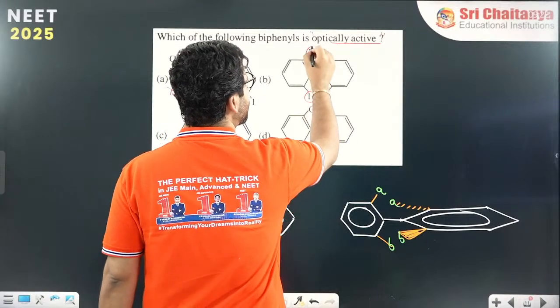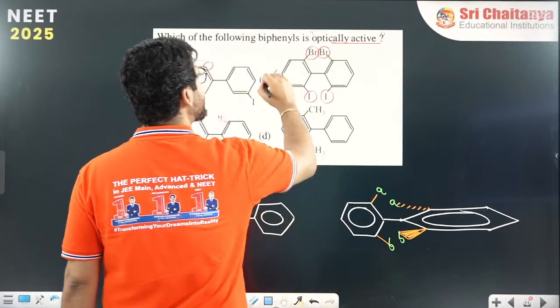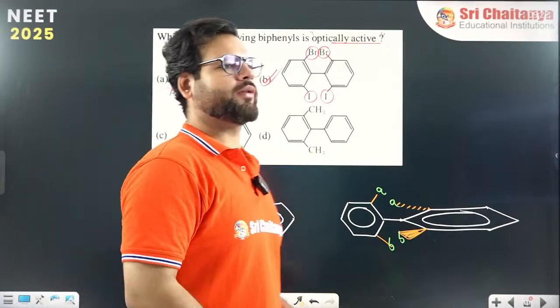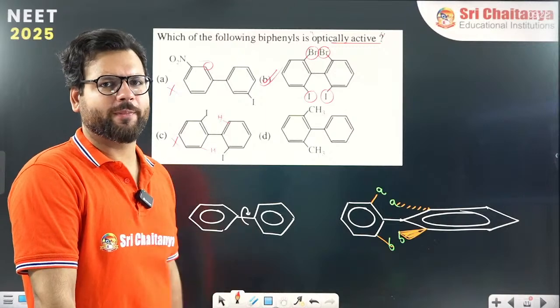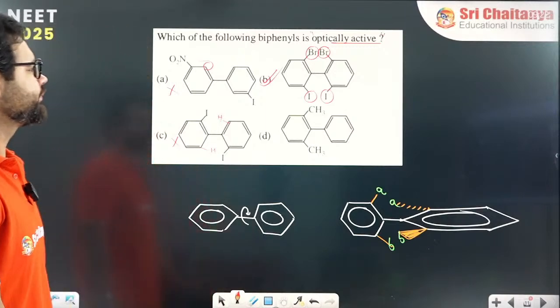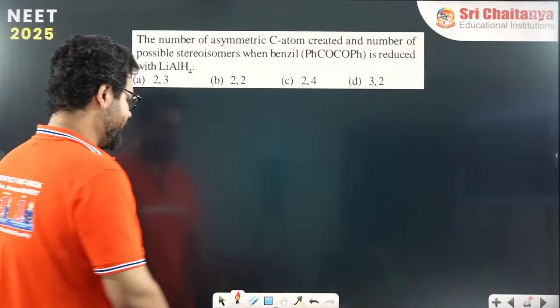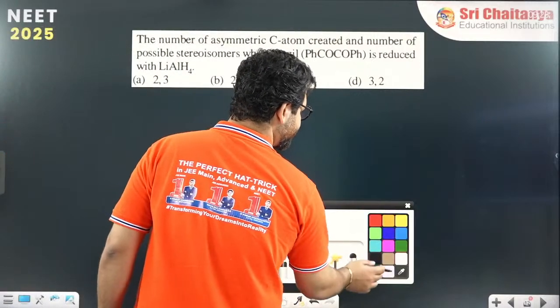Here the two groups are different, here the two groups are different. All 4 positions are substituted as well. So it will not have any plane of symmetry and it will show optical activity. Okay, so this is the one. Moving to the next one.